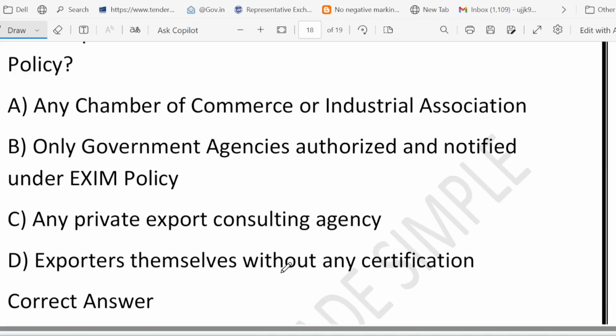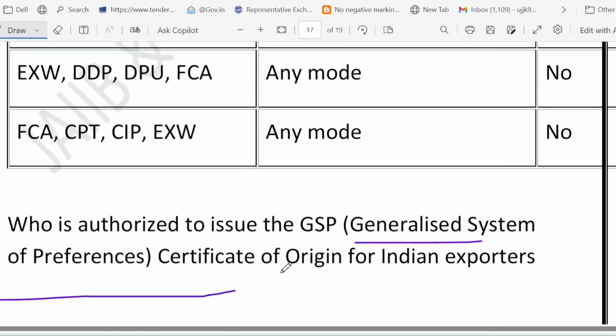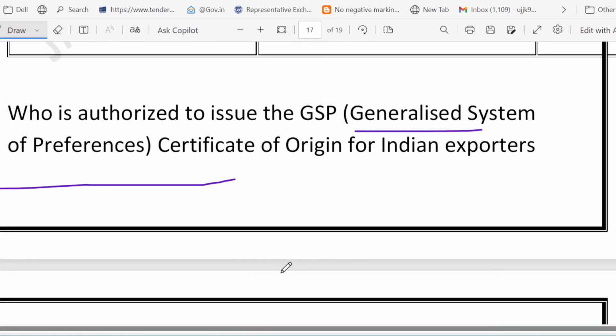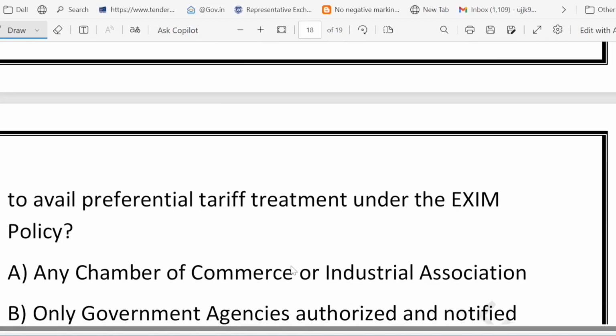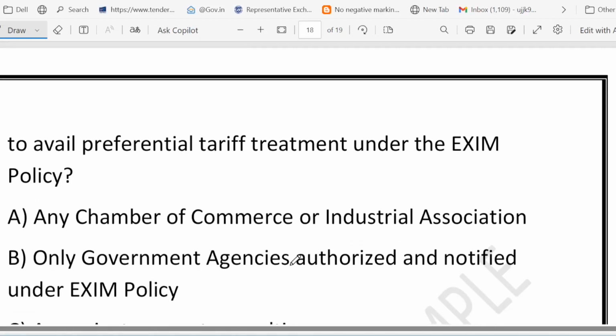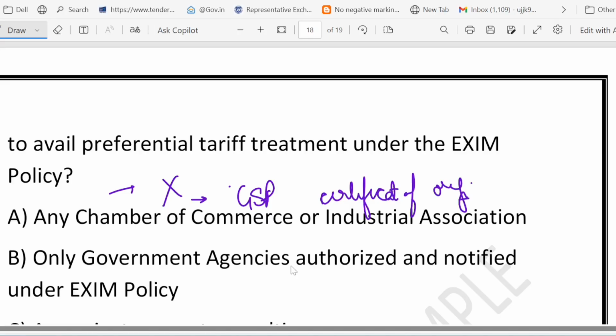So the question is asking who is authorized to issue the certificate of origin for an Indian exporter to avail preferential tariff treatment. Option A says any chamber of commerce or industrial organization. It sounds logical, right? Because chambers of commerce often issue different certificates. But in this case, not correct, because chamber of commerce cannot issue a GSP certificate of origin. So if an exporter submits such a certificate abroad, the importing country's customs will reject it.